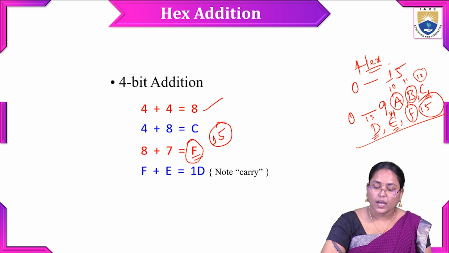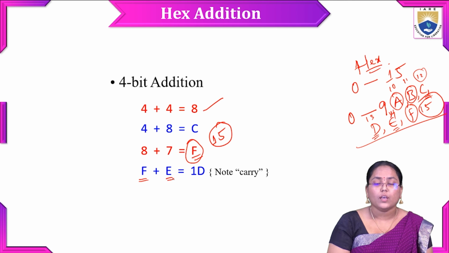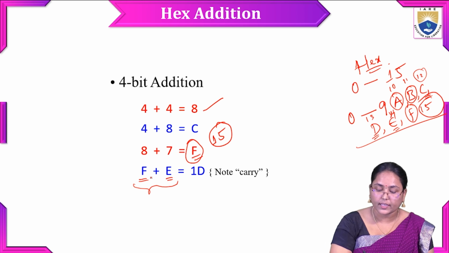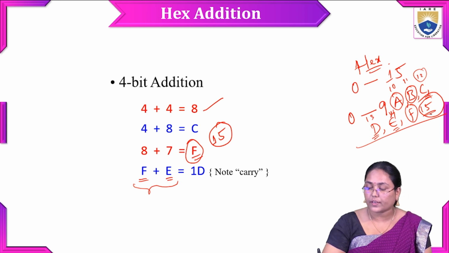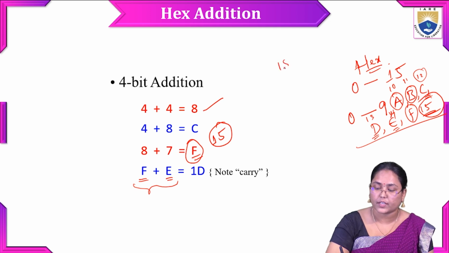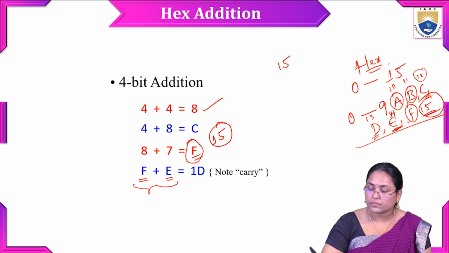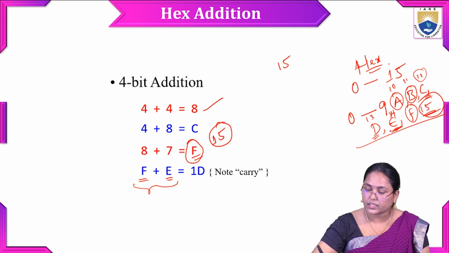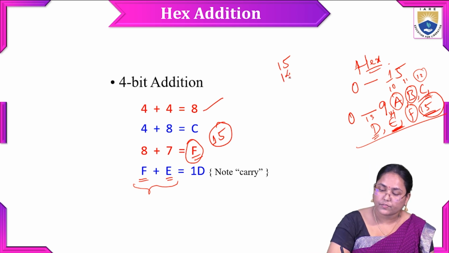The next addition I have is F plus E. Whenever I add two numbers in hexadecimal, I need to take the actual values. What is the actual value of F in decimal? That is 15. And when I take the actual value of E, the value will be 14.